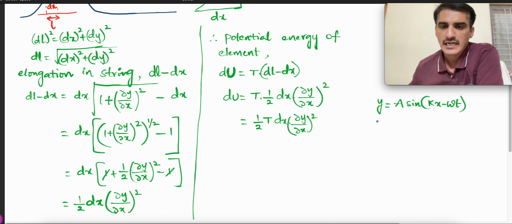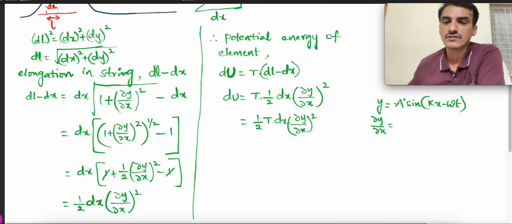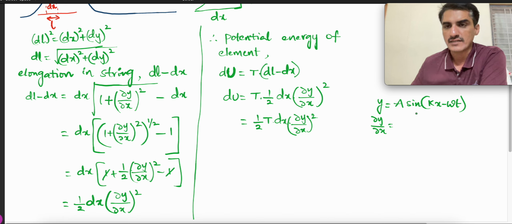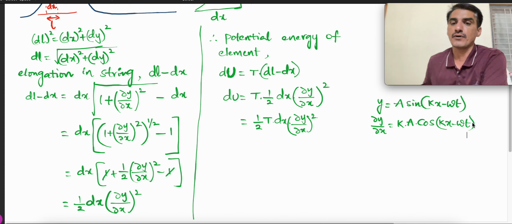In this, let us write dou y by dou x, so that I am going to get what? Sine becomes cos, and the value k is there. Am I right or not? If we differentiate that, k will come outside, so that finally I am going to get k into a into cos(kx minus omega t). Differentiation is important.